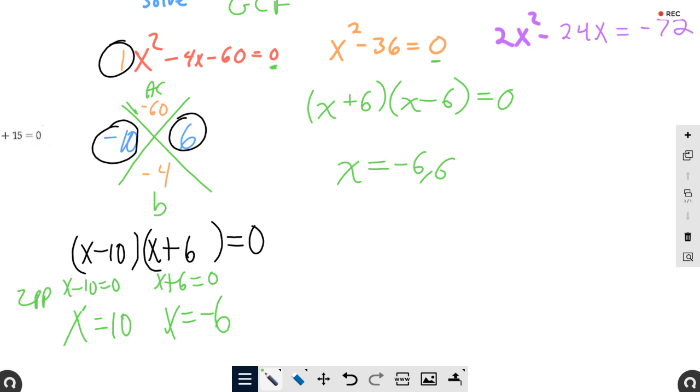For this, could I just say plus or minus 6? You can just say plus or minus, but that's also okay. Okay. All right. Last problem.